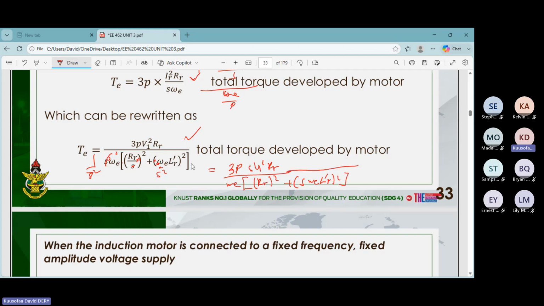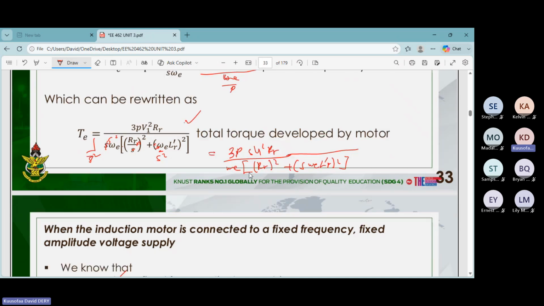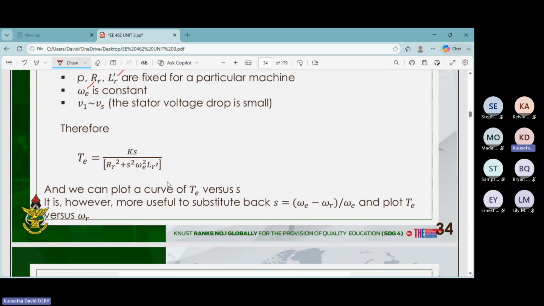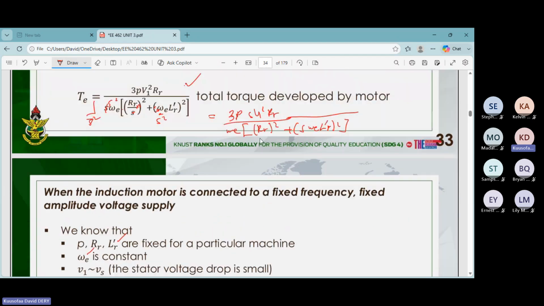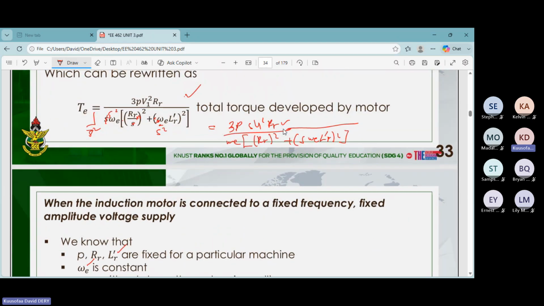So we've just explained that all the other parameters will be constant. So this is constant, this is constant, this is constant. So we can represent everything with a constant multiplied by the slip. So that is what we are saying at this point. That is what has been done here. So this k that we are seeing here is equal to 3p V1 squared R from this expression. That's where this is coming from.